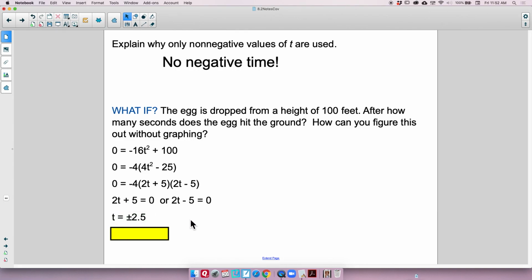Well, which one are we going to use? The positive one, obviously, because we're dropping it, and we're going to positive time. Can't have a negative time. So it would be 2.5 seconds.